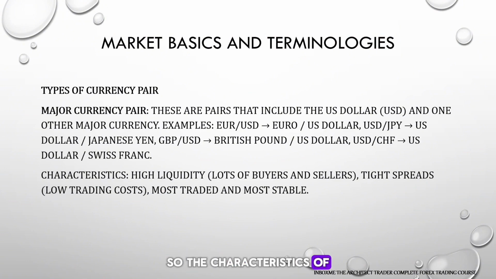So the characteristics of major currency pairs: high liquidity, lots of buyers and sellers. It's major, so the majority, a lot of people are always there. When they say high liquidity, it's because there's a lot of money in that market. There are a lot of buyers, a lot of sellers, right? A lot of people want to buy, a lot of people want to sell. That means there's a lot of money going into that market. Tight spreads, right? A lot of money going into that market means your business is good. So business is good, and there's no reason you want to overcharge your customers.